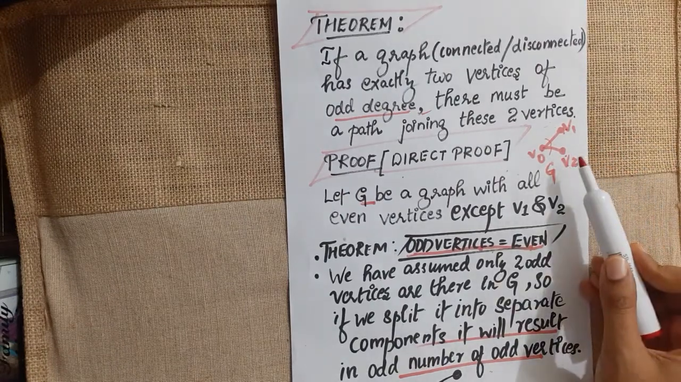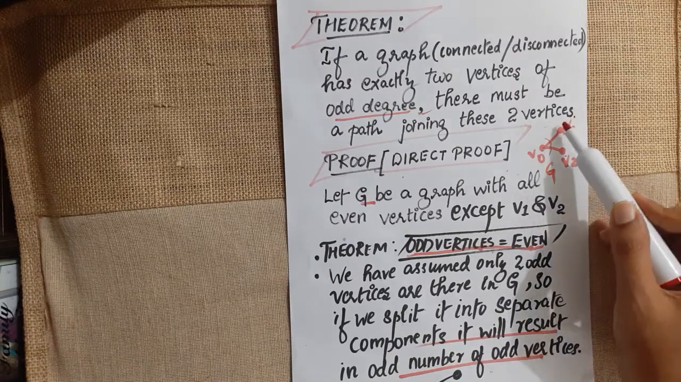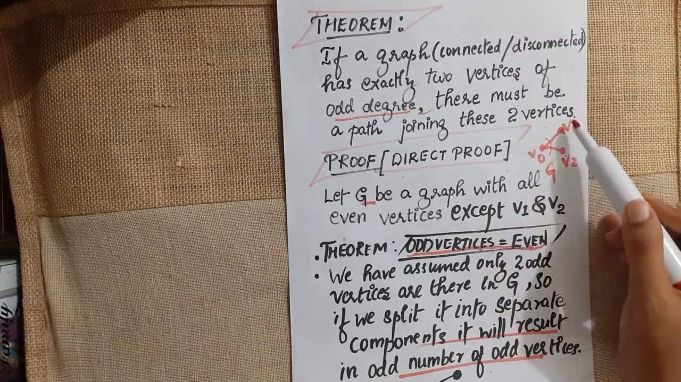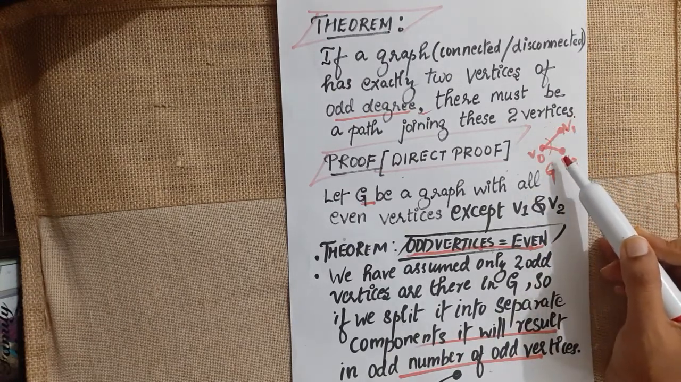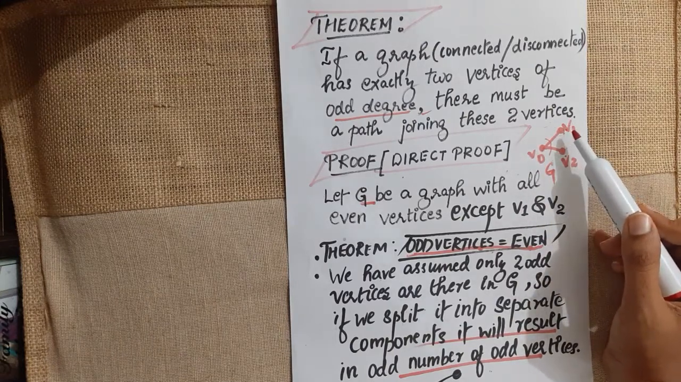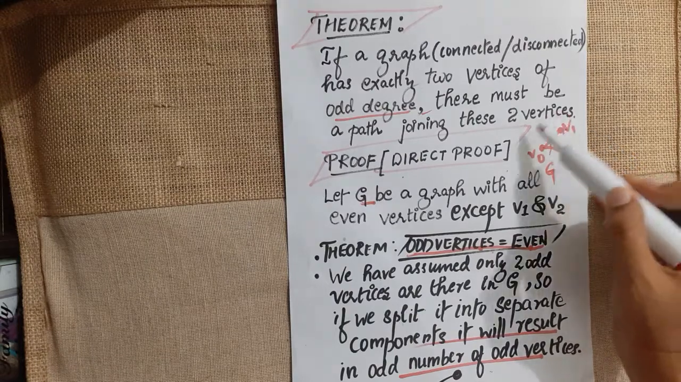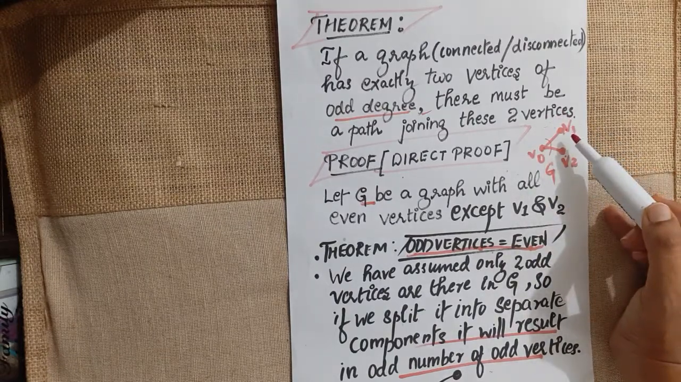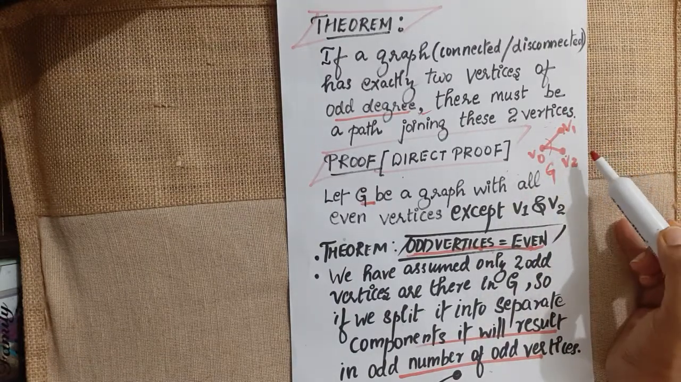Then definitely there must be a path joining these two vertices. Yes, we can see v1, v0, v2: v1 is connected to v2 via a path. Similarly, v2, v0, v1: v2 is also connected to v1 via a path. That means both v1 and v2 are in a single component of the graph. They are not in two different components of the graph.